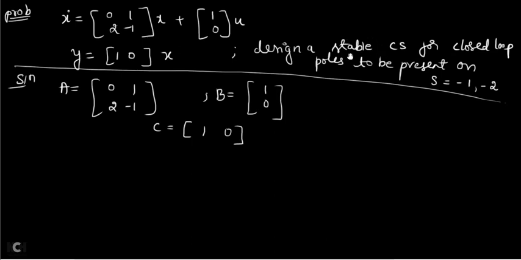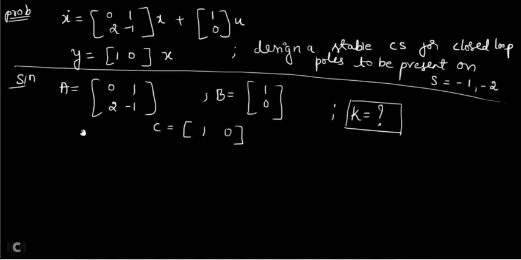Okay, and how should it be stable? They want the poles to be present on -1 and -2 only. So to get the poles on s = -1 and -2, you have to design a control system. Designing a control system means that you need to find out, at the end, the K value. So the only thing you need to find is the answer for K: for what value of K you will get the poles present on s = -1 and -2. That is what is called designing of a control system.